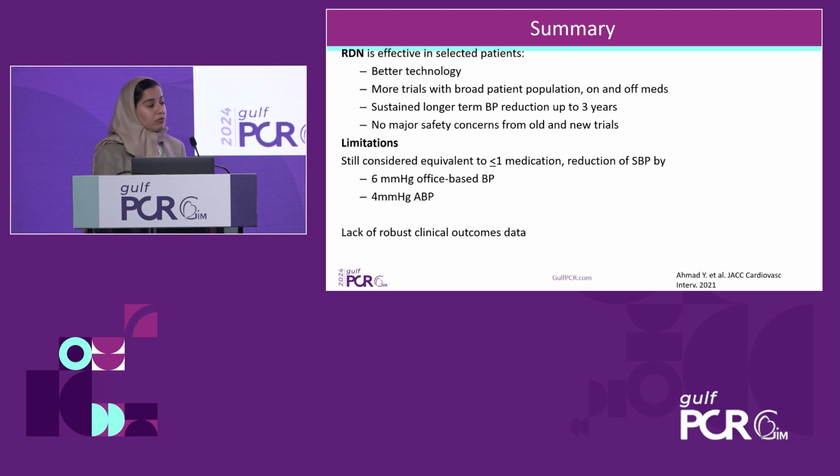So what we know so far from meta-analysis and all the literature overall, yes, there are some super responders, but on average, it comes down to one medication. The reduction in systolic blood pressure is about 6 millimeters mercury in office-based and 4 in ambulatory blood pressure. We do think that lowering the blood pressure does reduce the cardiovascular outcomes, but these trials were not powered to detect clinical outcomes. So with that, we'll conclude my presentation.